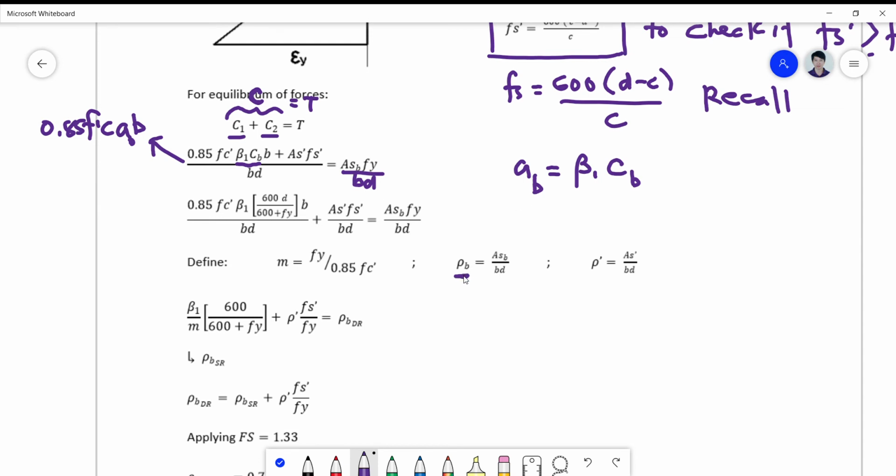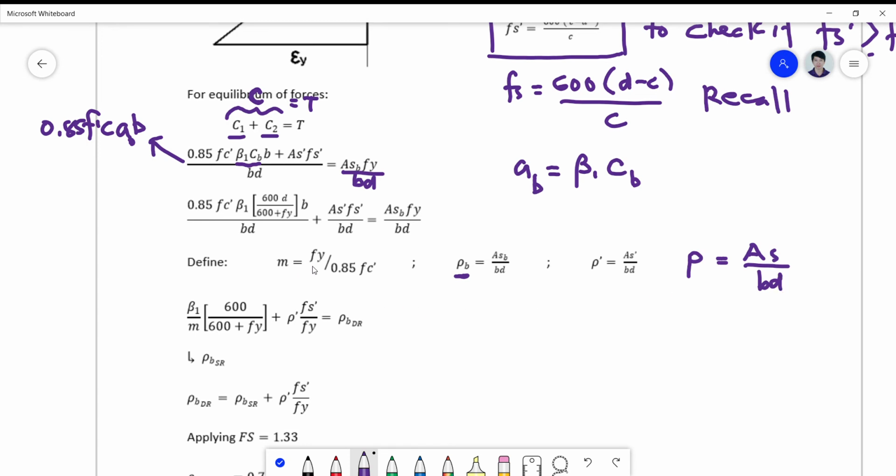Okay, so always rho balance, this is the reinforcement ratio, the balance condition, this is the reinforcement ratio of the steel in compression. Okay, and the reinforcement ratio of the steel in tension is simply AS over bd.